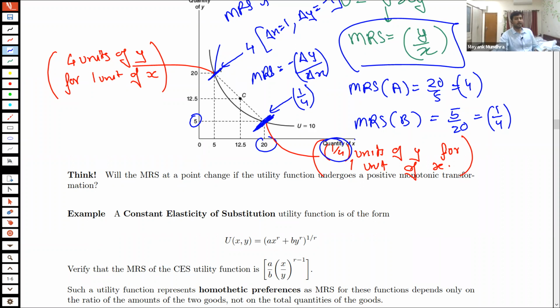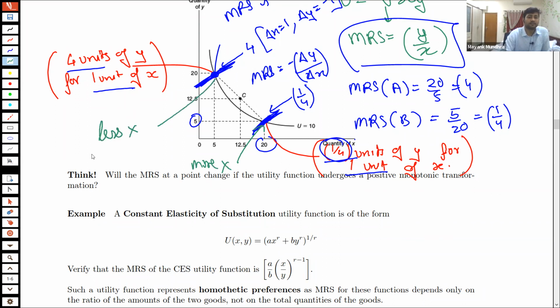So why will even the same person at different points behave differently? Even if it's the same person, at this point he is willing to exchange 4 units of y for 1 unit of x. But at this point, he is willing to exchange 1 by 4 units of y for 1 unit of x. The reason is that there is a relative abundance of x here. If you just compare these 2 points, here he has more x and here he has less x.